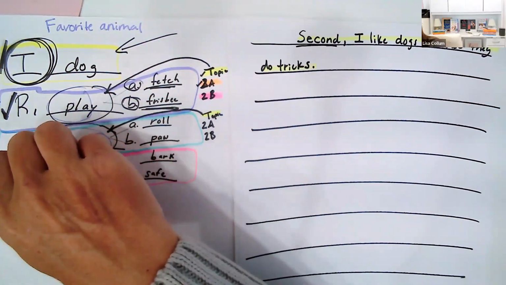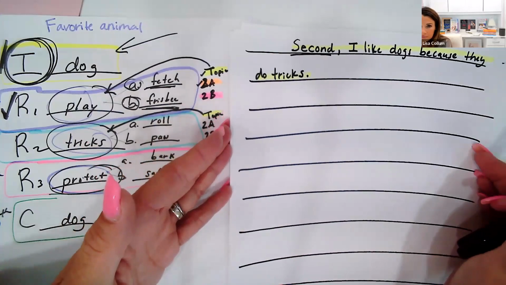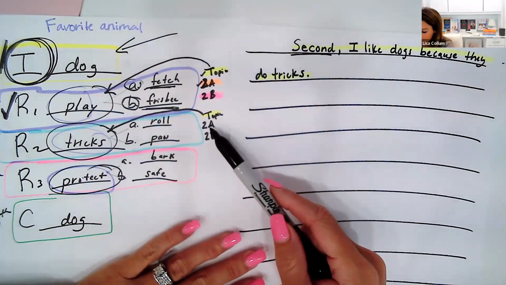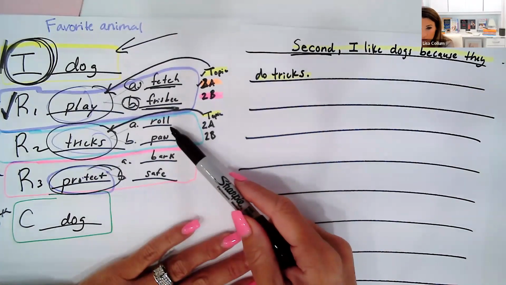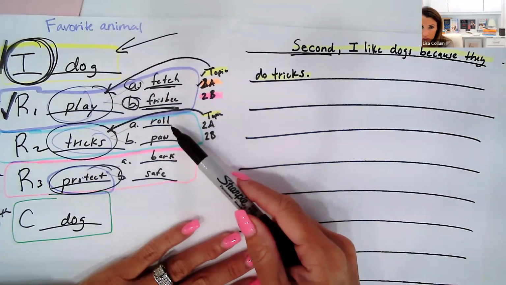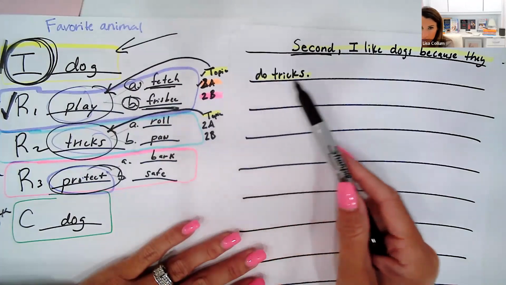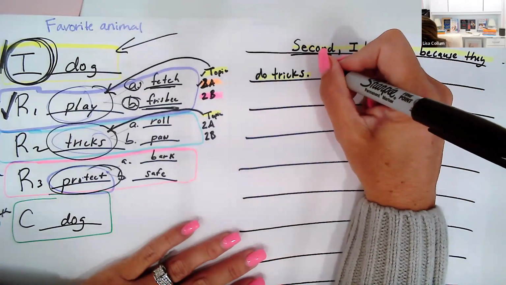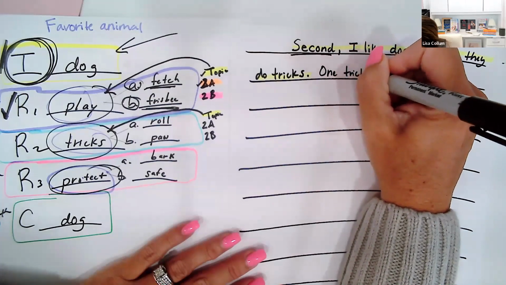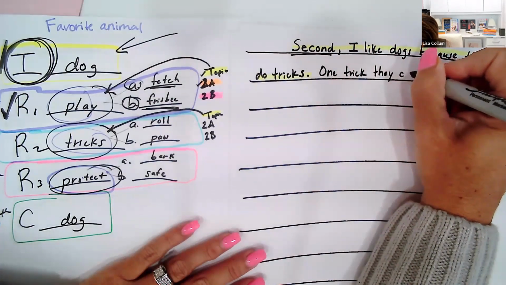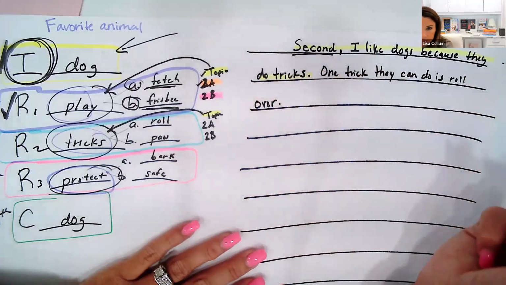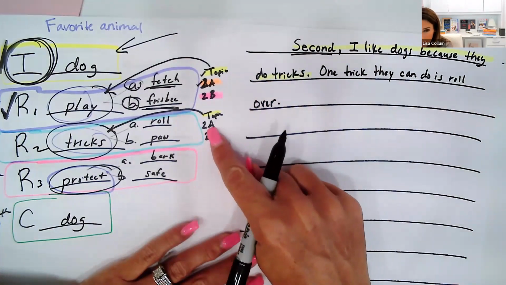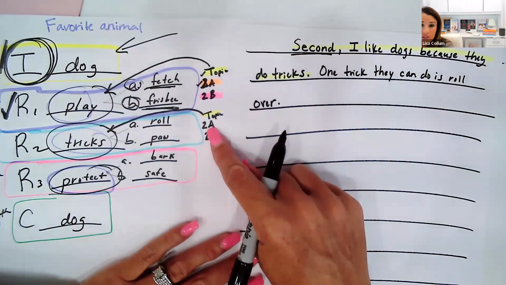Okay, what comes after the T sentence? What do I do now? Well, hopefully you said 2A. After T comes 2A. What does 2A mean? It means I have to write two sentences about my A, which is roll over. I got to write two sentences about dogs rolling over. So I'm going to come up here and I'm going to say, one trick they can do is roll over. That's one sentence. I have to write two about A. And remember, this is an expository, so I'm just explaining. I just need to explain this trick to my reader.